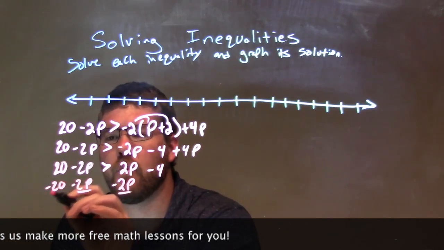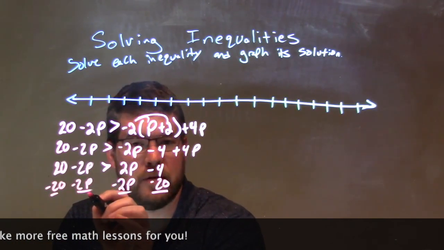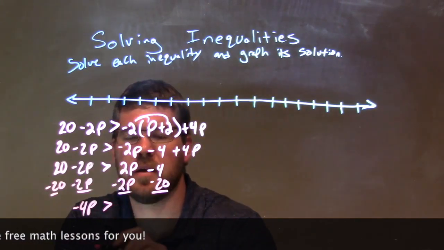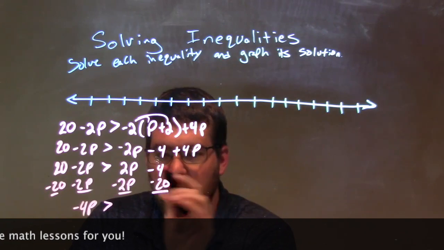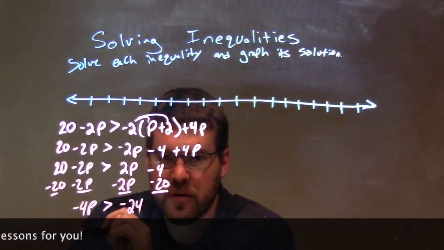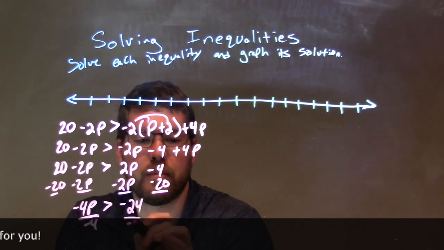Then I'm subtracting 20 from both sides. Okay? That leaves me with negative 2p minus 2p, which is negative 4p on the left, and that's greater than, well, negative 4 minus 20 is a negative 24. Okay? So now what I'm going to do is divide by negative 4 on both sides.